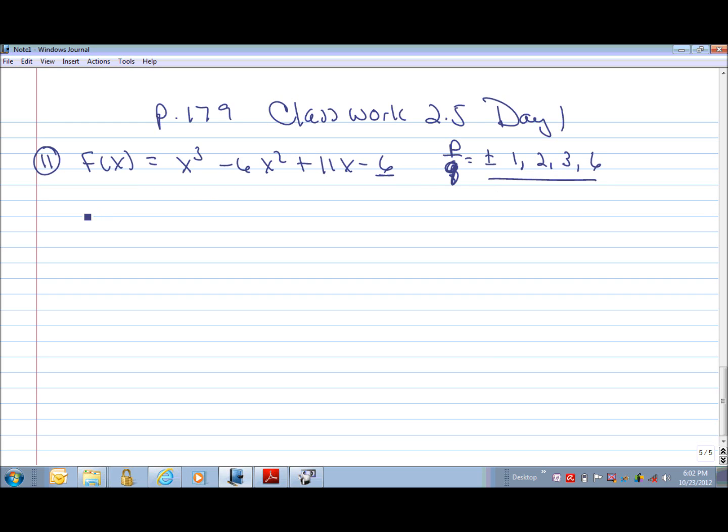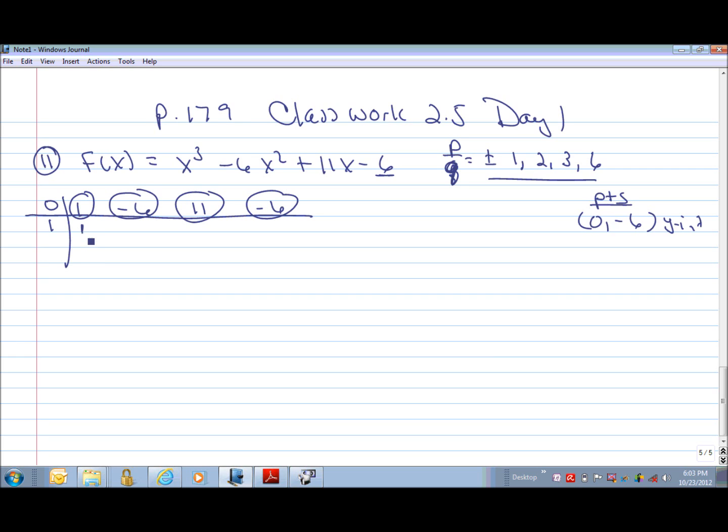Let's set up our synthetic division. 1, negative 6, 11, negative 6. And we'll set up our possible rational roots. So we know that that would be 0. I'm just going to write the word points over here. These are points on our graph. 0, negative 6. That's actually a y-intercept as well. All right, so the next thing I'm going to do is I'm just going to try the first one on the list, which is 1. I'm going to circle these because these are the values I have to use right now.